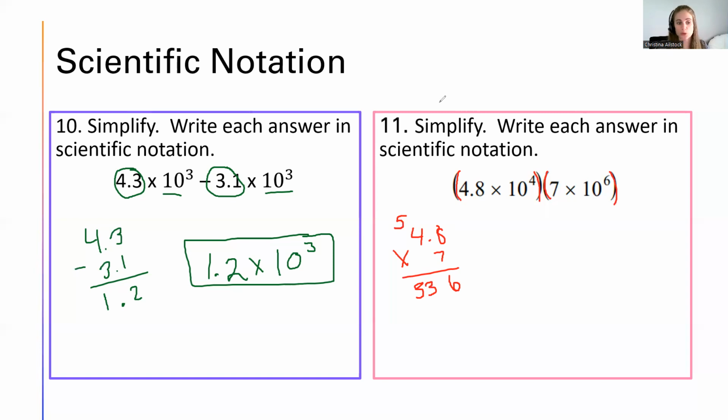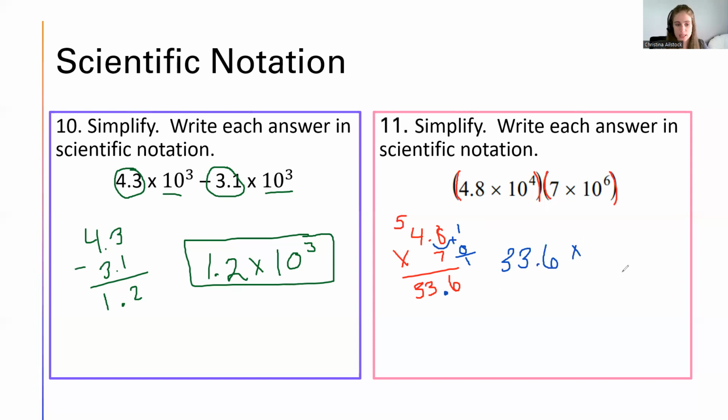Once we have finished our multiplication, then we can look at our decimal place value. In our first number, we have 1 digit to the right of the decimal point. In our second one, we don't have any, meaning we need 1 number to the right of our decimal point in our final answer. So we have 33.6.